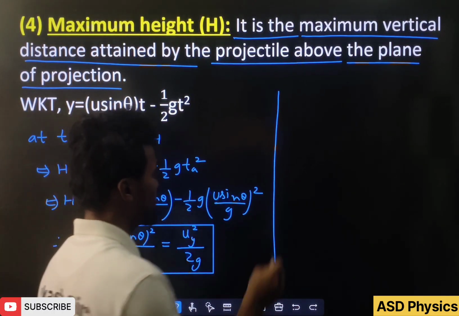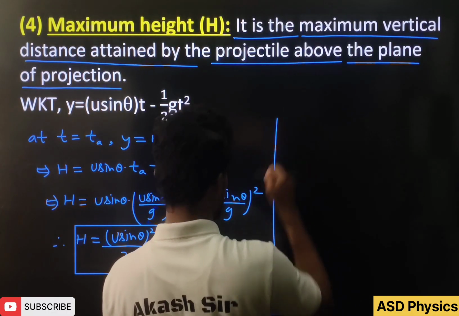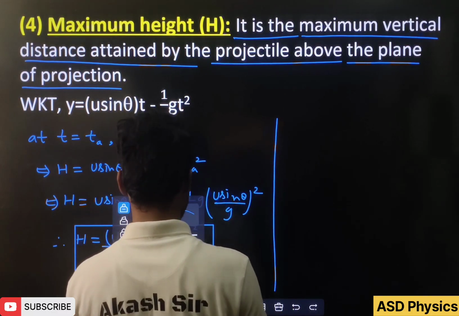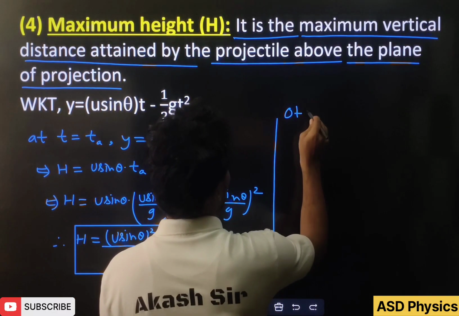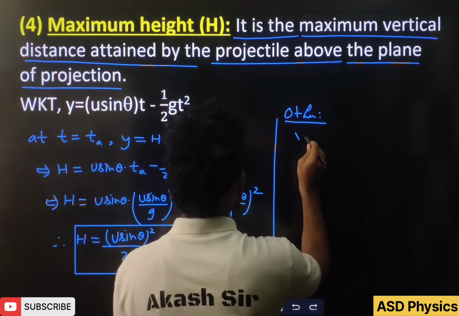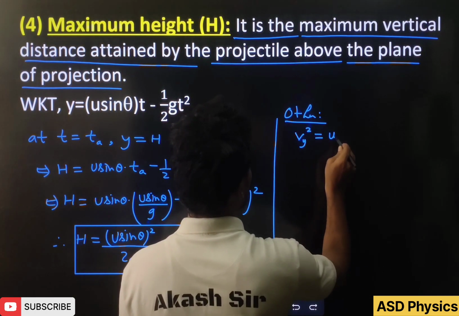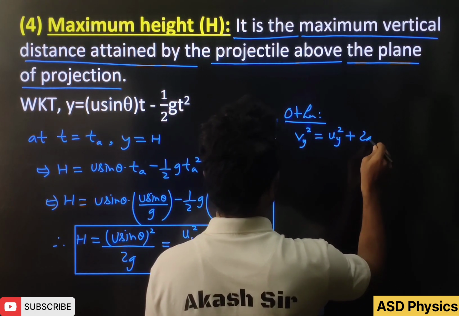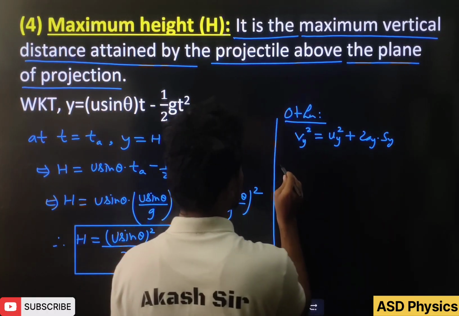Even these equations can be solved by the other method also. Now, if I write here the other method, please see here. I can use this: vy square equals uy square plus 2 ay sy. This is also there, is it?